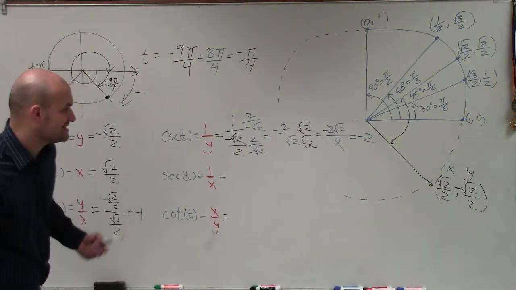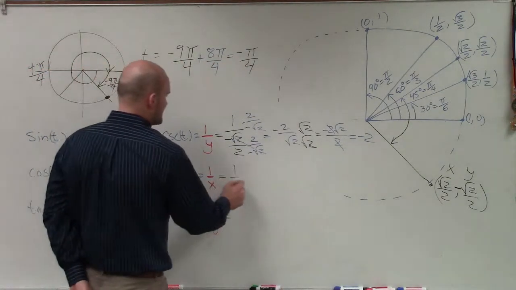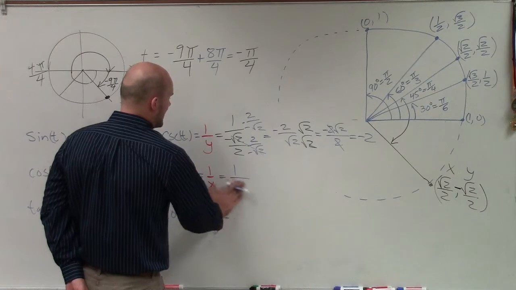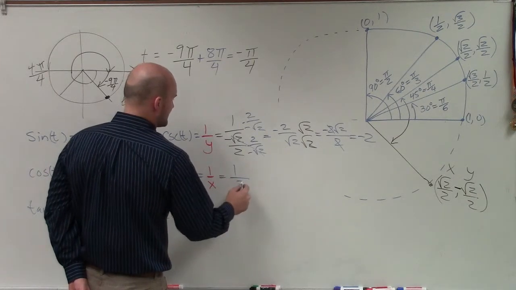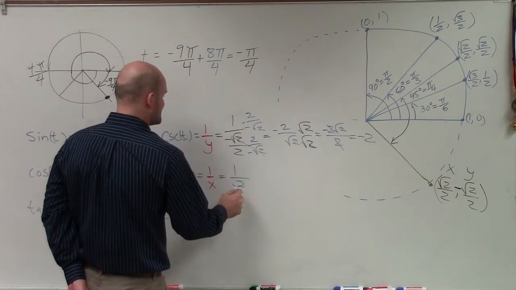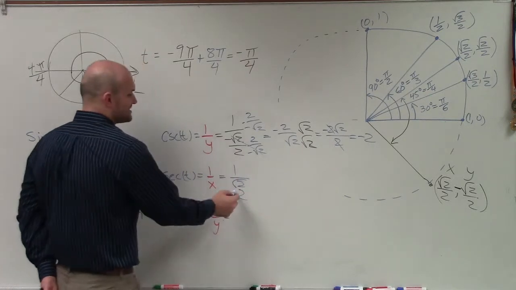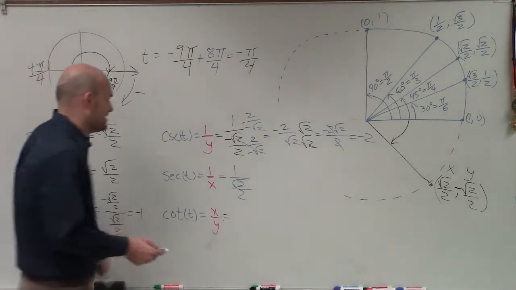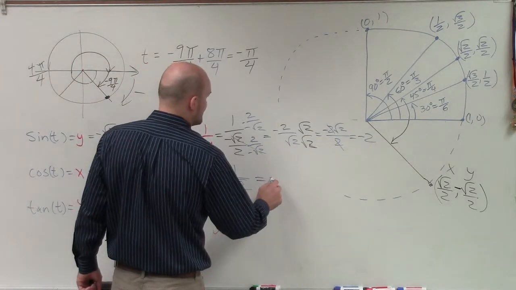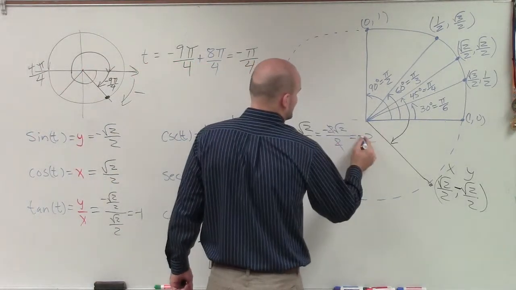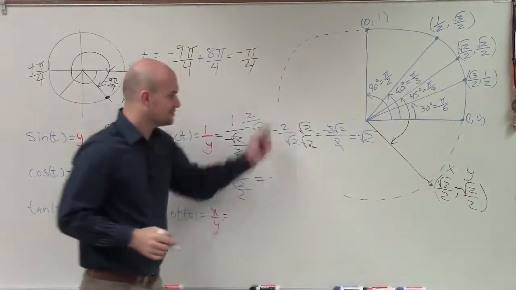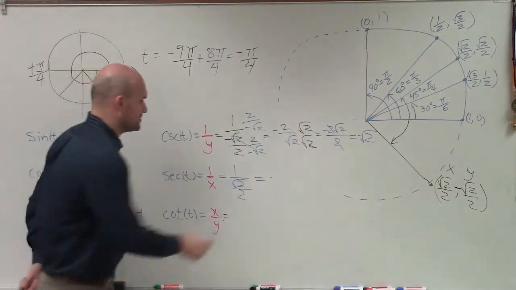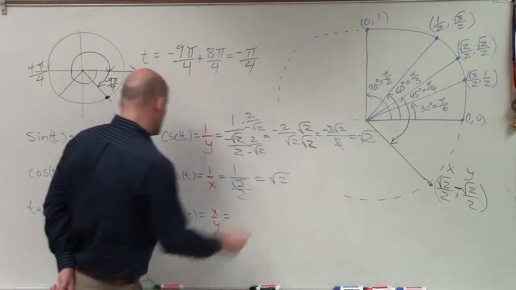Now, ladies and gentlemen, the secant is 1 over x. So now it's not negative, it's just positive. The important thing I want you to understand is that the mathematics is exactly the same as for cosecant, except it's not going to be negative. The 2s divide into 1, so this answer is just going to be square root of 2.